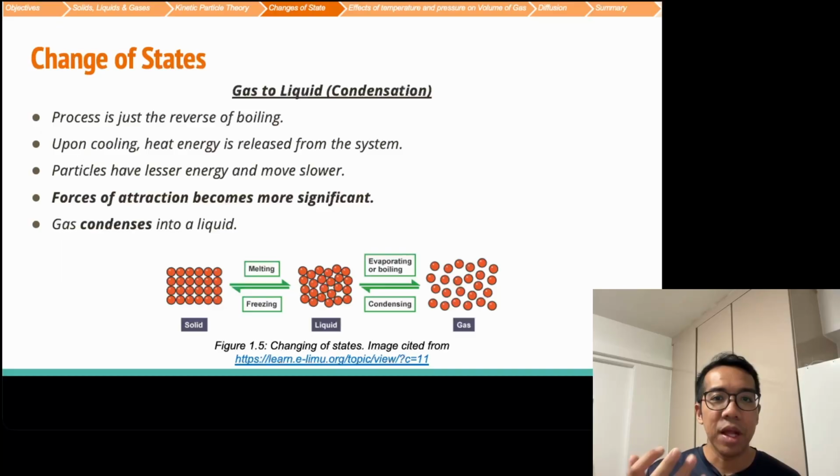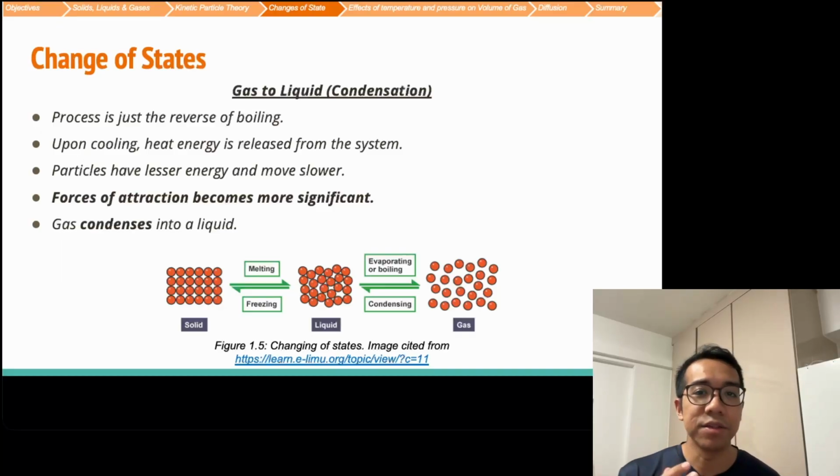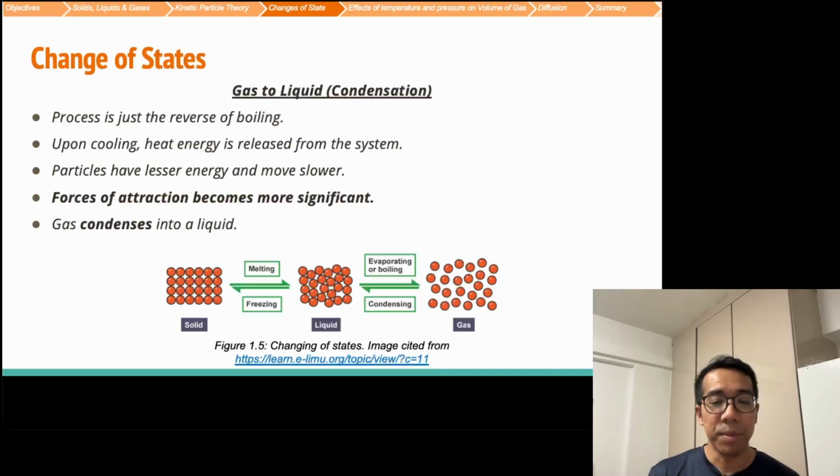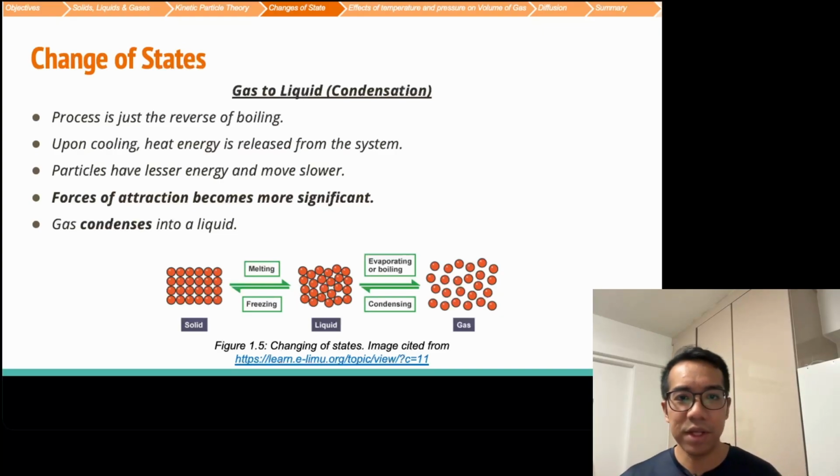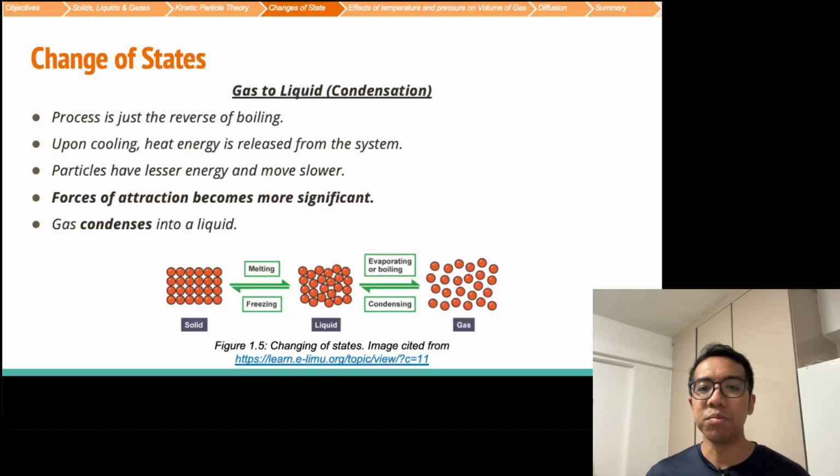When you take away heat energy from the system, the particles tend to slow down. When particles slow down, what happens? The forces of attraction between the particles get stronger and stronger. Basically, that is explaining the, I think, fourth line you see in bold there. Forces of attraction becomes more significant. It's basically just a complicated way to say that the forces of attraction increases, causing the particles to move closer and closer together. So let's say gases, the particles move closer and closer to one another, and boom, now they are slip and sliding over one another.